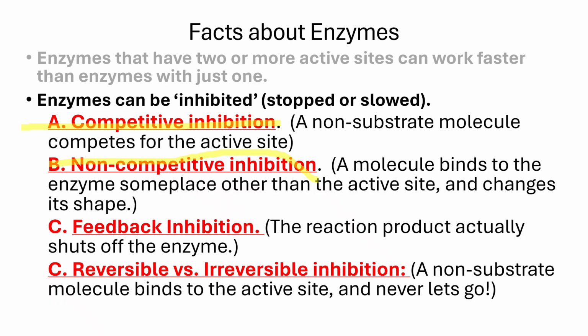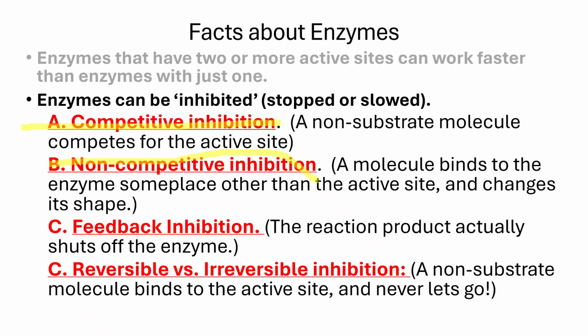Non-competitive inhibition is where there is a molecule that if it binds to the enzyme, it will inhibit it from doing its job, but it does not bind in the active site. Instead, it usually binds someplace else. It attaches to someplace else on the enzyme and causes an allosteric change in shape, and that allosteric change in shape inhibits the activity or the functioning of the enzyme, right? So that would be an example of non-competitive inhibition.